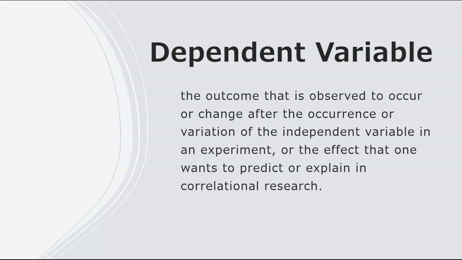In contrast to independent variables, which change across the course of the experiment, dependent variables do not change. Instead of changing, they're what is measured. Okay. So scientists are not directly changing the dependent variable. They're measuring it. So the question being posed is really how the independent variable changes what happens to the dependent variable. Okay. According to the APA, the dependent variable is the outcome that is observed to occur or change after the occurrence or variation of the independent variable in an experiment, or the effect that one wants to predict or explain in correlational research. Okay.